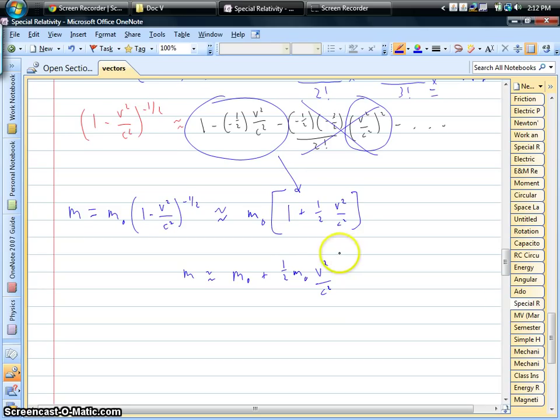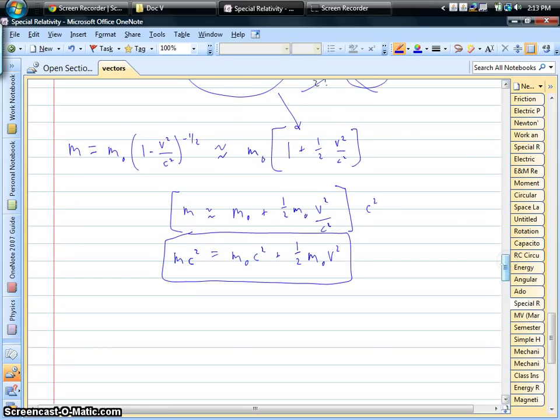I don't like fractions, so let's multiply everything, all three terms here, by c squared. Let's get rid of that fraction. So on the left-hand side, check out what we have. Our total mass times c squared. Okay, it's approximately, I'll just put the equal sign in there. Our rest mass times the speed of light squared. And then 1/2 rest mass times your speed squared. Okay? This is what we end up with. Now, on the right-hand side, this 1/2 mv squared, that's just our normal classical kinetic energy.